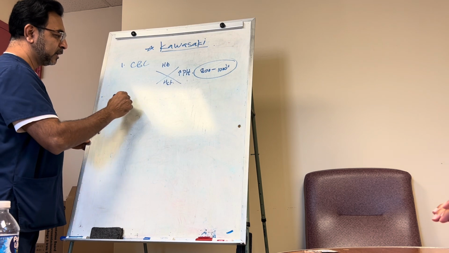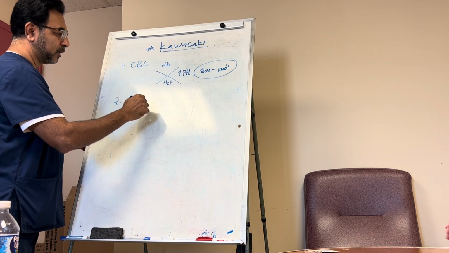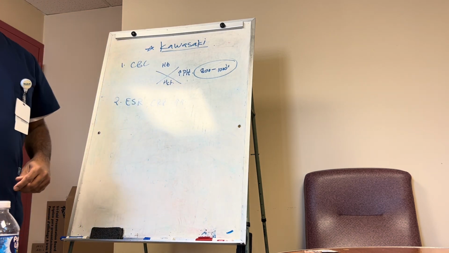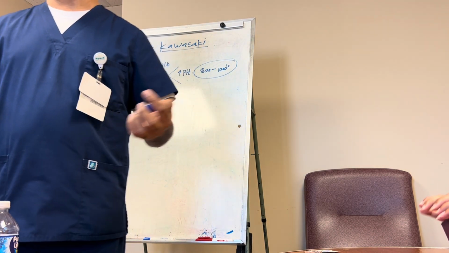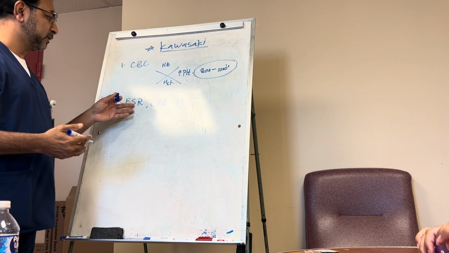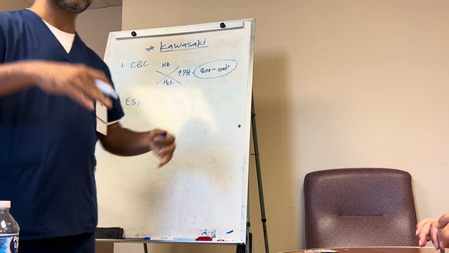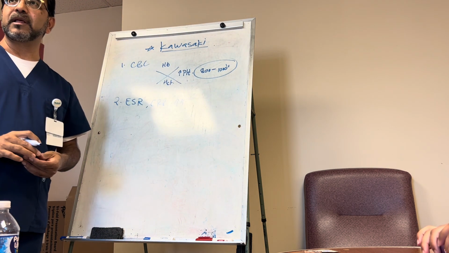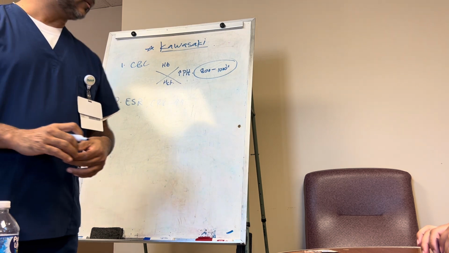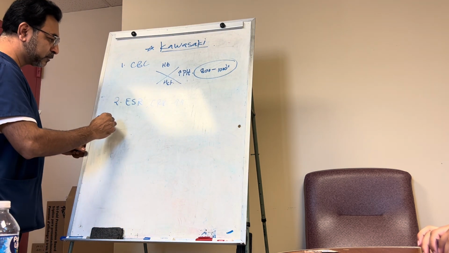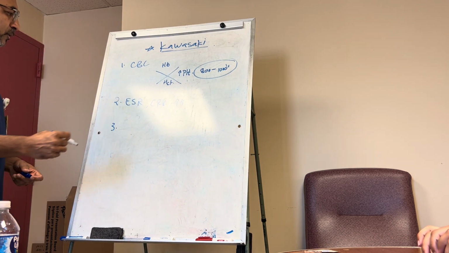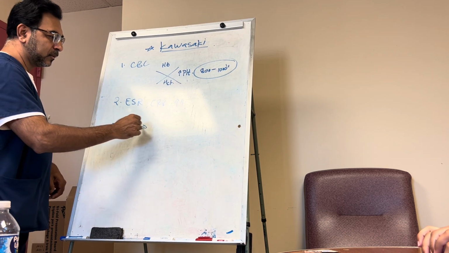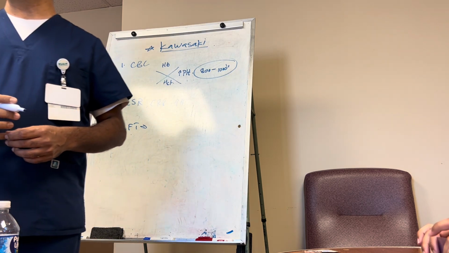What else? All these are inflammatory markers, so obviously you expect them to be very high. ESR will be in hundreds, CRP will be like 50, 80, whatever the case may be, depending on how bad the Kawasaki is. So, anything else? Any other blood work you want to do? Do you want to do LFTs?